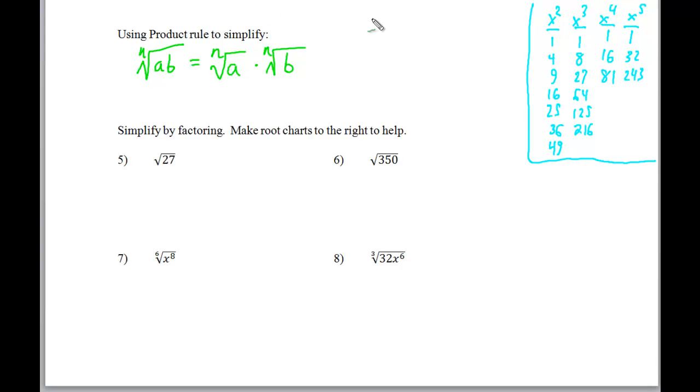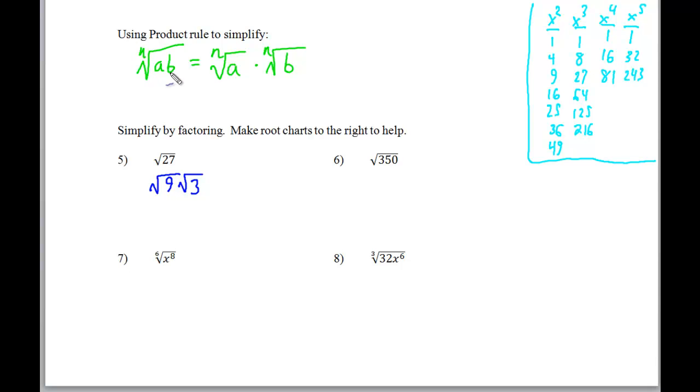So take a look at problem number 5. Now problem number 5, the square root of 27, you'll notice that 27 isn't in one of these listable numbers here. But do you see one of these numbers in light blue that is divisible into 27? It's the 9. So what I'm going to do is take that 27 and divide by the 9. So I'm going to have the 9 times 3.